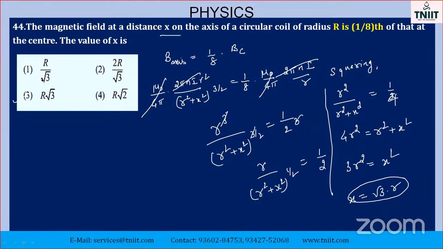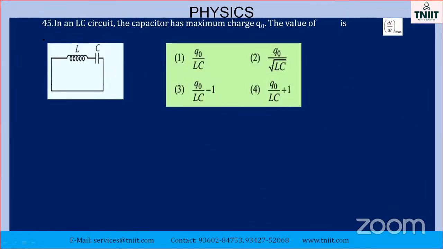Look at this. In the LC circuit, the capacitor has maximum charge, then what is the value? When the maximum charge is there, please remember the voltage across the capacitor is maximum, which means the voltage across the inductor is also maximum. So what is the voltage across the capacitor? Voltage across the capacitor is Q by C. V is Q naught by C.